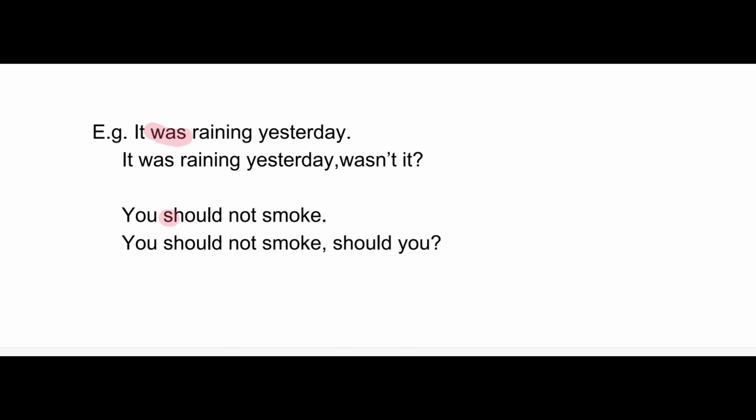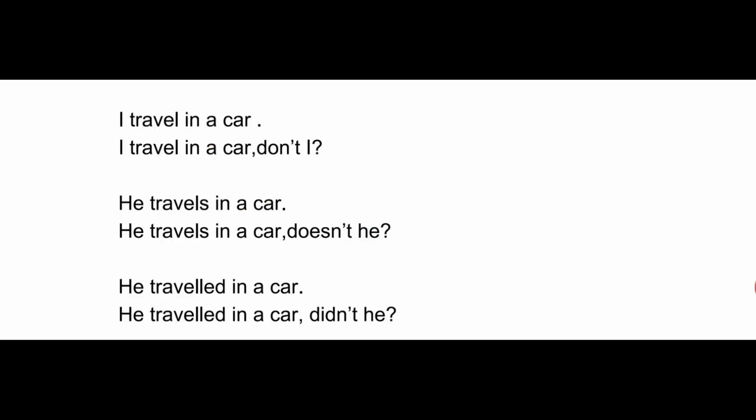Second one. You should not smoke. Our sentence is negative and our modal auxiliary is should. So negative sentence, positive question tag. Should you?